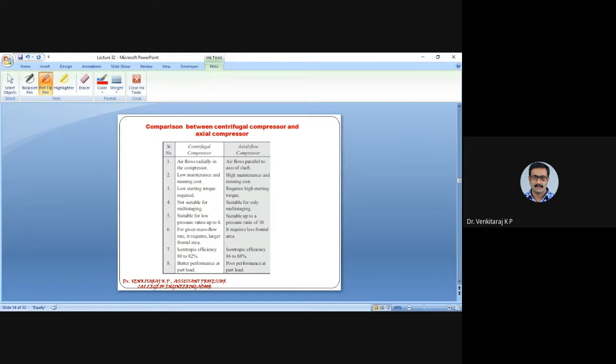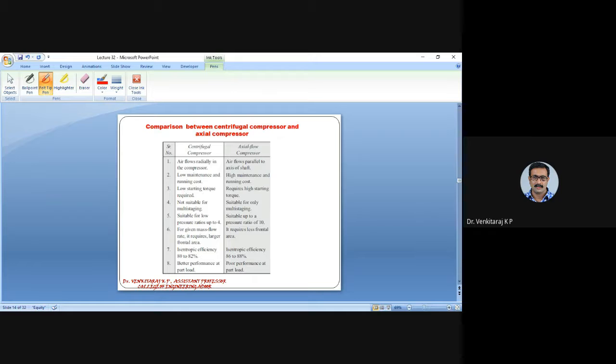The difference between axial flow compressor and centrifugal compressor, the main difference is the direction of flow. Air flows radially in the centrifugal compressor, whereas the flow direction is parallel to the shaft in the axial flow compressor. Then other comparison points, you can note down low maintenance and running cost for centrifugal compressor, whereas the maintenance cost and running cost for axial flow compressor is comparatively higher.